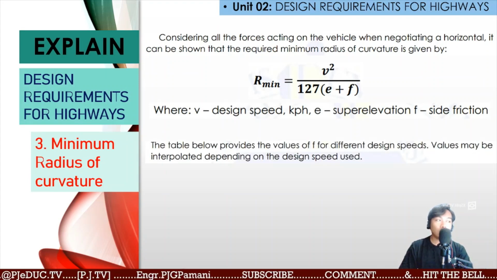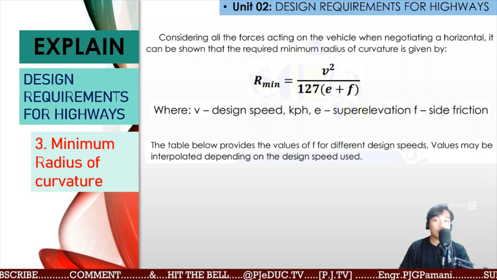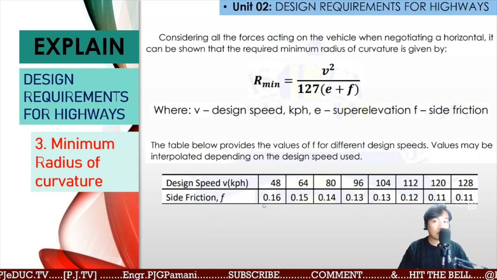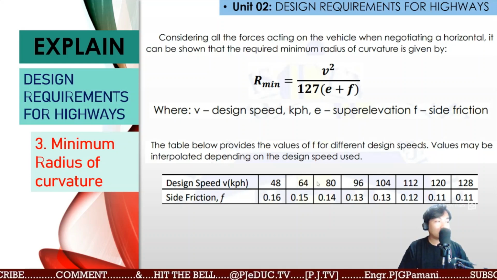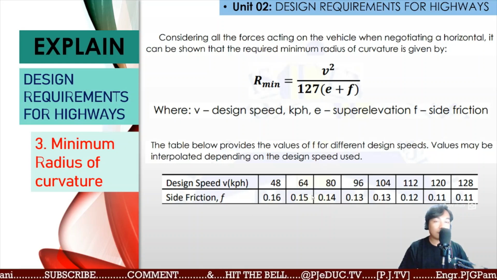The table below provides the values of f for different design speeds. Values may be interpolated between the design speeds used, especially if it is in between. Earlier, 50 was not in the table, so we went directly to 0.16. So if our design speed is, let's just say, 75, so between 64 and 80, that is 0.15 and 0.14. So with interpolation, you can get the side friction.